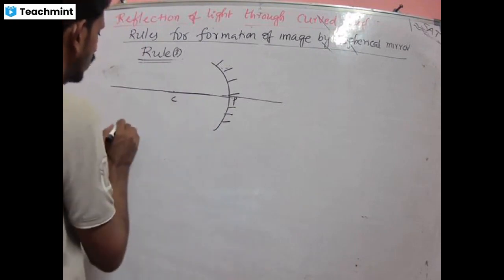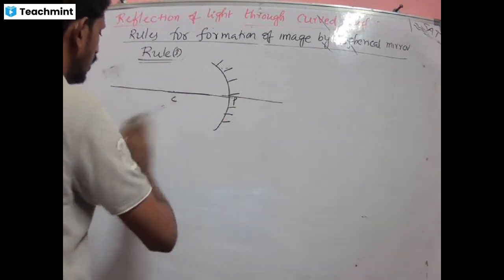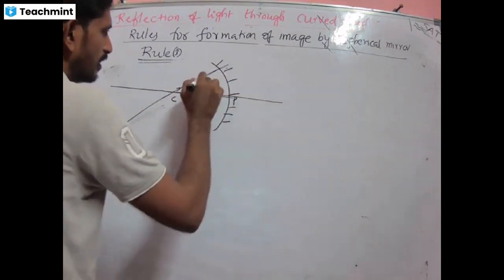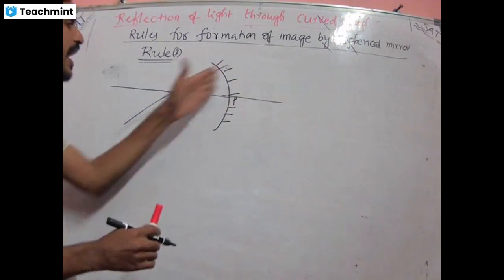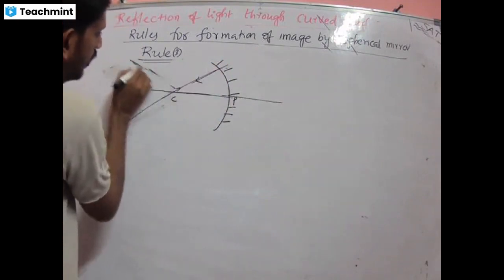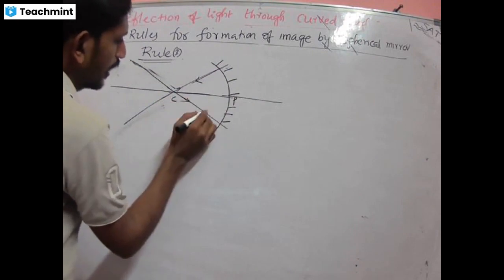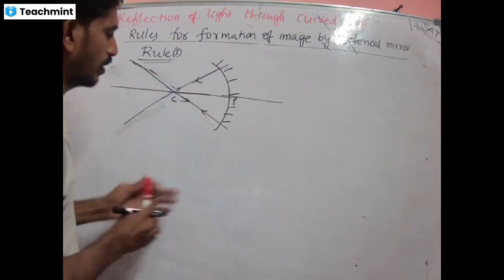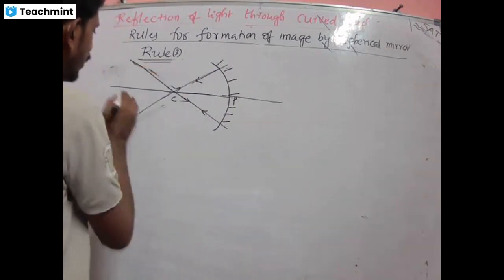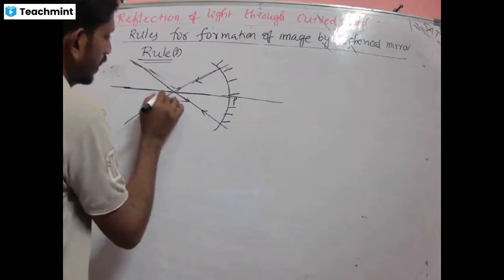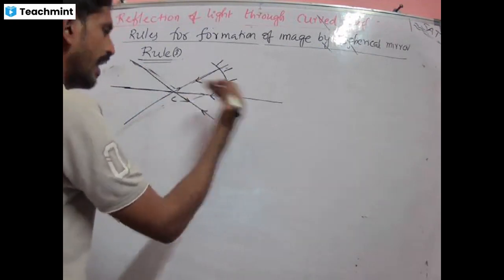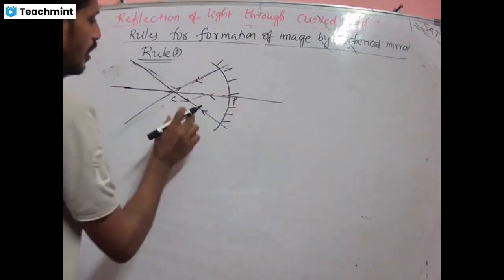For example, one ray is passing through the center of curvature. After reflection, it follows the same path. It is reflected back along the same path. For example, one more ray which is passing through the center of curvature. After reflection, again it is reflected back along the same path. That is called rule number 3. One more ray passing through the center of curvature, after reflection, is again reflected back along the same path. This is rule number 3.